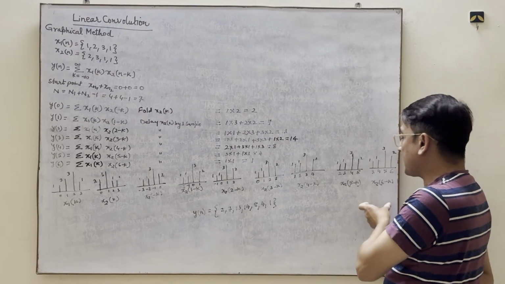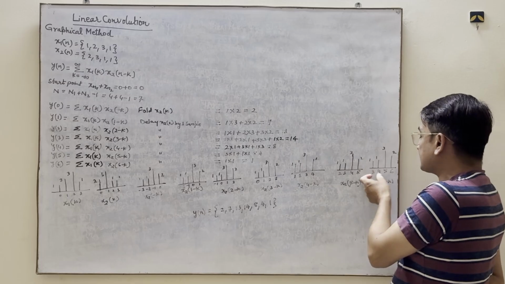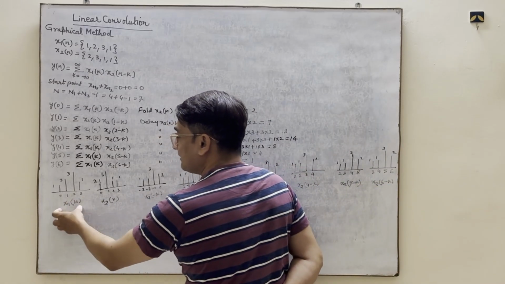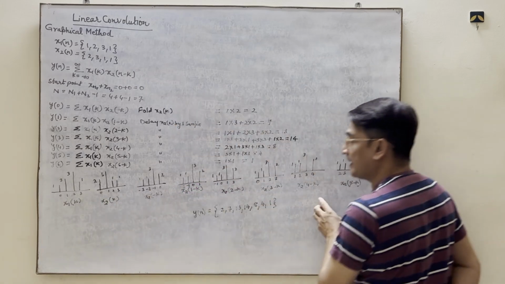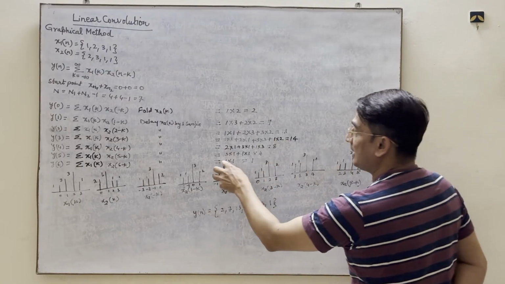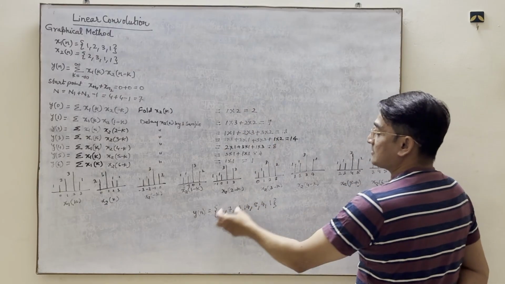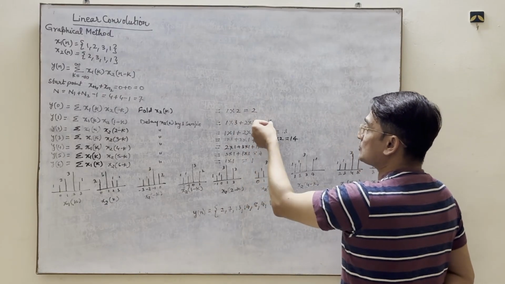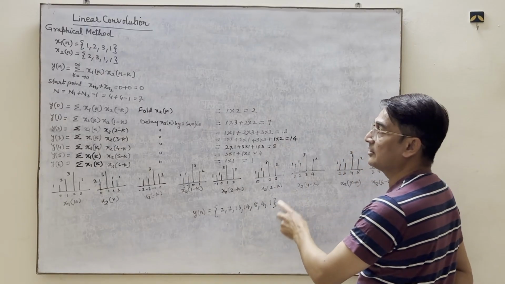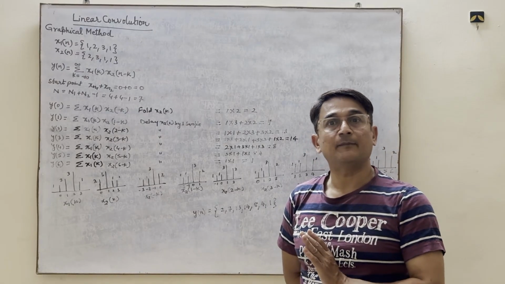Only thing is, we have to check what are the common values. Like for example, x2 of 6 minus k is at 3, 4, 5, 6, and you have values 0, 1, 2, 3 for x1 of k. So only 3 is common. So at n is equal to 3 it is 1, at n is equal to 3 it is 1, so 1 into 1 is 1. So accordingly I have multiplied all the values, you can see. So finally we have got the answer as 2, 7, 13, 14, 8, 4 and 1. So this is how the same question can be solved with the help of the graphical method.